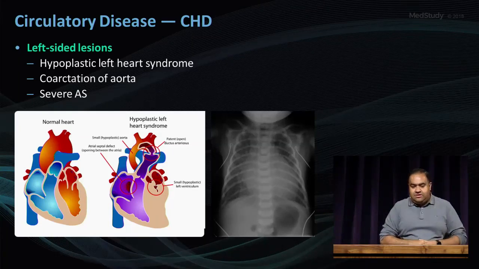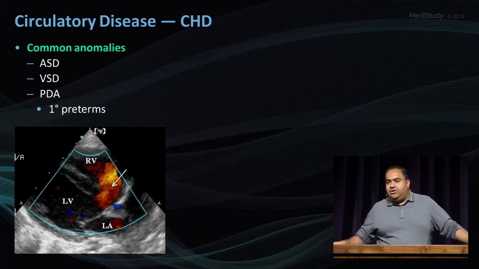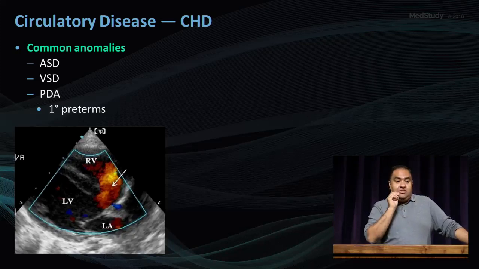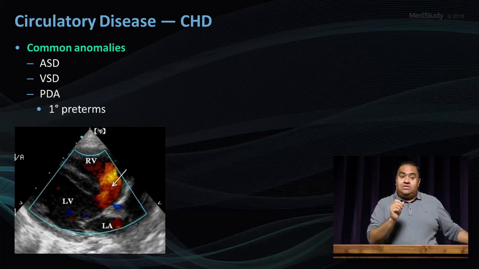Left-sided lesions are hypoplastic left heart syndrome, coarctation of the aorta, and severe aortic stenosis. Common anomalies are ASDs and VSDs. If you look at congenital genetic defects, so many of them involve VSD. The most common heart defect in a Down syndrome kid is VSD, not an AV canal defect. The most common diagnosis for a child diagnosed with AV canal is trisomy 21. So there's a subtle difference: the most common genetic anomaly for a kid with AV canal is trisomy 21, but the most common heart defect in a Down syndrome kid is VSD.